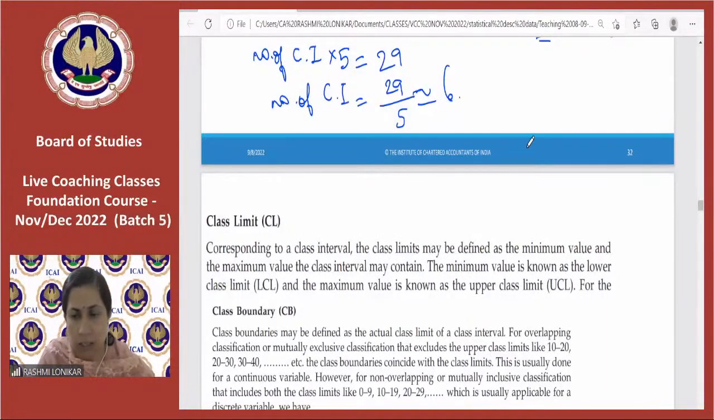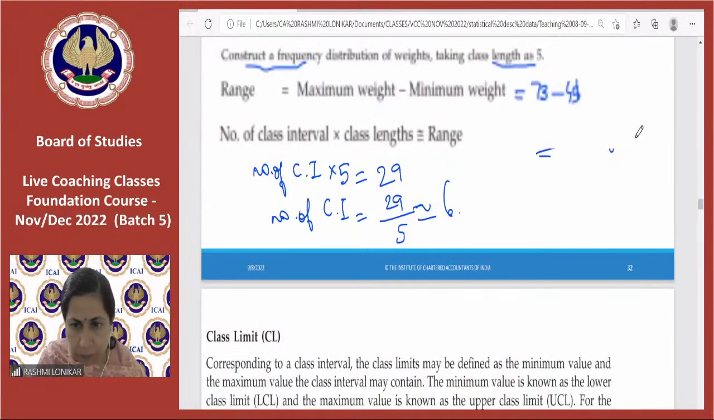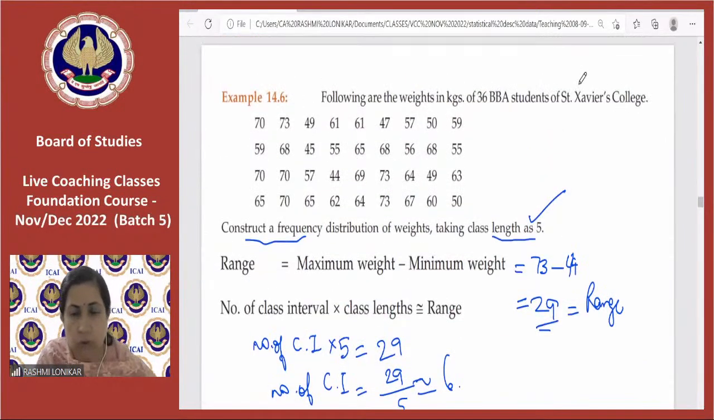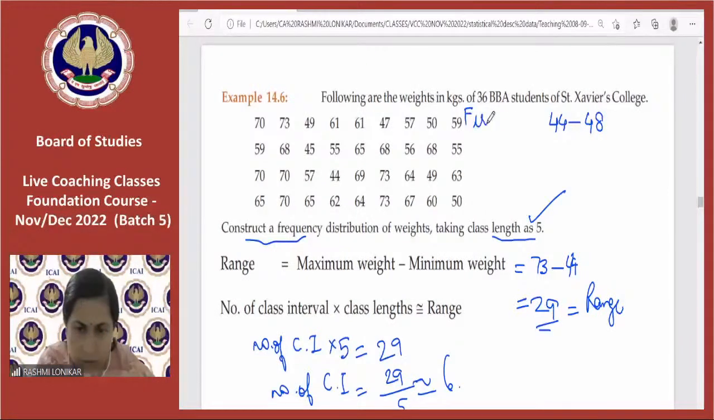Now, what is the smallest number here? The smallest number is 44. Class length is 5. So, what will be the class interval? 44 to 48. Okay, the first class interval will be 44 to 48.